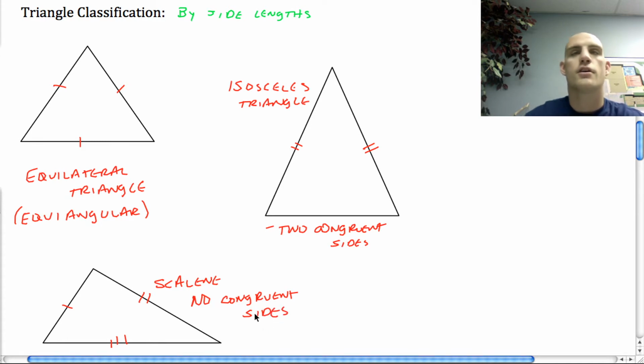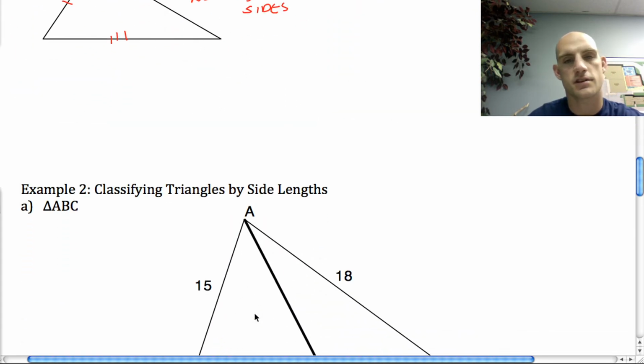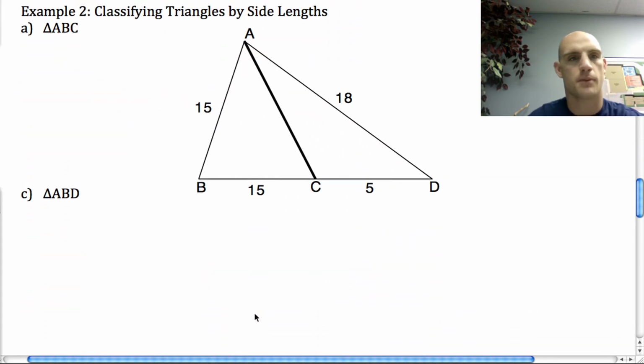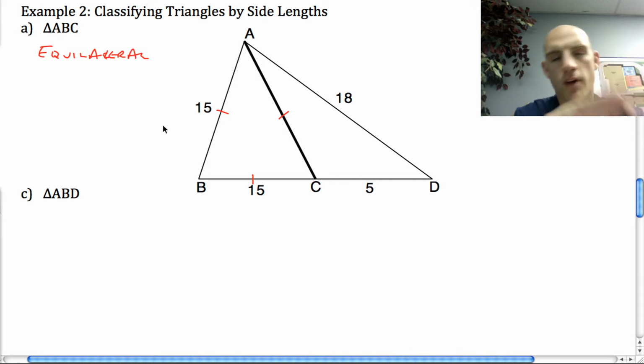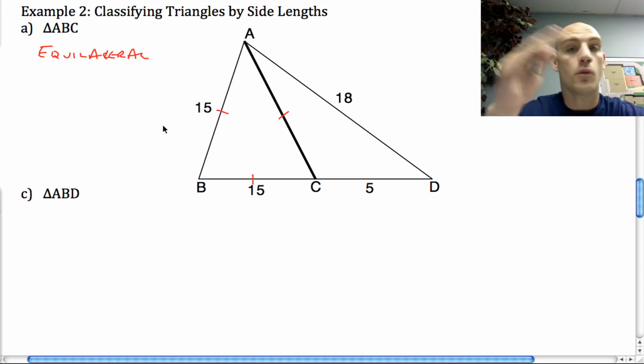Okay? We learned how to classify them by angles, and we learned how to classify them by sides. So let's use this information that we just learned to talk about these triangles. Now, we're going to classify by side lengths, A, B, C. Well, if we look at A, B, C, we notice that these 2 sides are the same. Okay? So even though it may not look like it, ABC is equilateral.